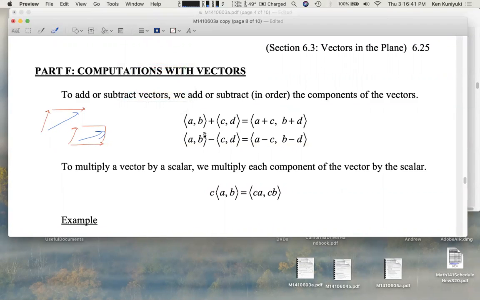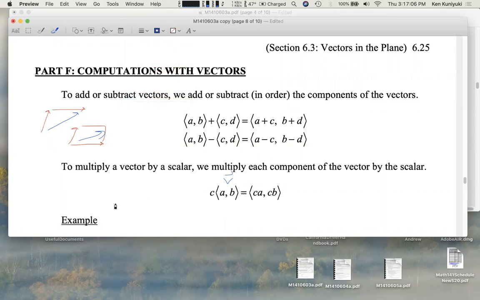very straightforward. To add two vectors in component form, you just add corresponding components, add the horizontal components, add the vertical components, same for subtraction. And what about scalar multiplication of a vector, multiplying a vector and a scalar? We distribute. We multiply each component of the vector by the scalar, which makes sense, right?